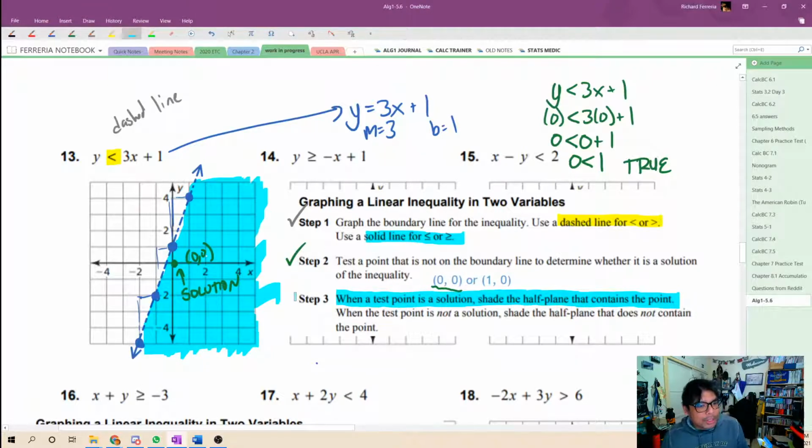And that finishes step 3. Ooh, I don't like that check mark. Let's use an actual pen. There we go, check mark. So we've done all 3 steps and we have a very nice graph. Now the hardest part here is usually going to be graphing that boundary line. So again, make sure you're using Desmos to check your work.